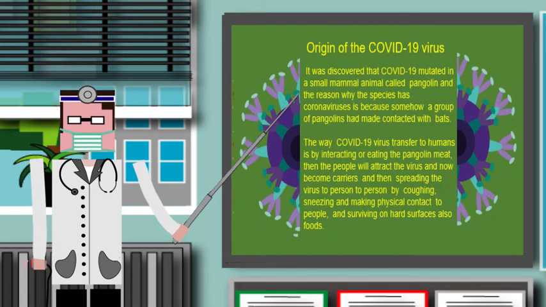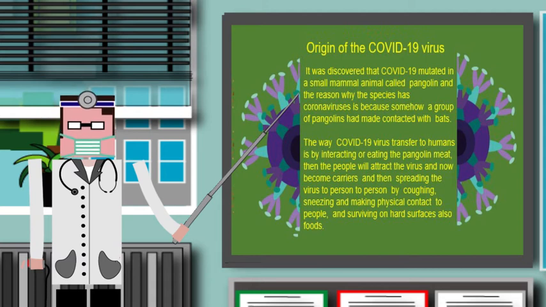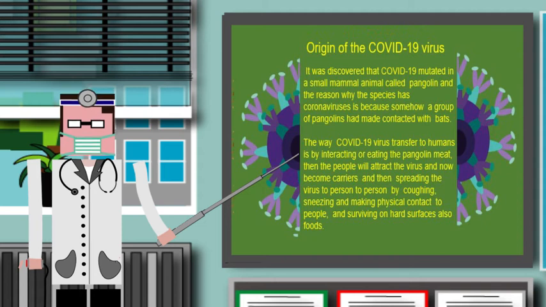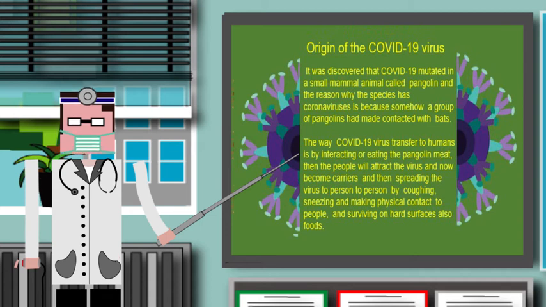It was discovered that COVID-19 mutated in a small mammal called the pangolin, and the reason the species has coronaviruses is that somehow a group of pangolins made contact with bats. The way the COVID-19 virus transferred to humans is by interacting with or eating pangolin meat. Then people catch the virus and become carriers, spreading the virus to other persons by coughing, sneezing and making physical contact with people, and it survives on hard surfaces and also foods.